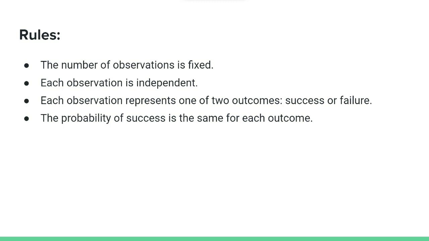These are the rules of binomial distribution. The first one is that the number of observations is fixed, each of the observations is independent, and each observation represents one of two outcomes, which is success or failure. The probability of success is the same for each observation. A binomial distribution needs to fulfill all of these.